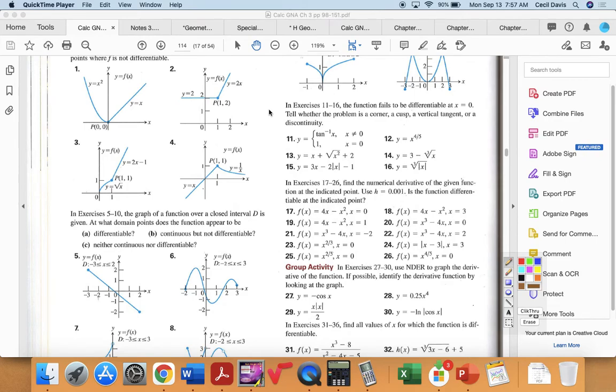All right, so starting with number 2, it would be dy/dx is equal to x squared.